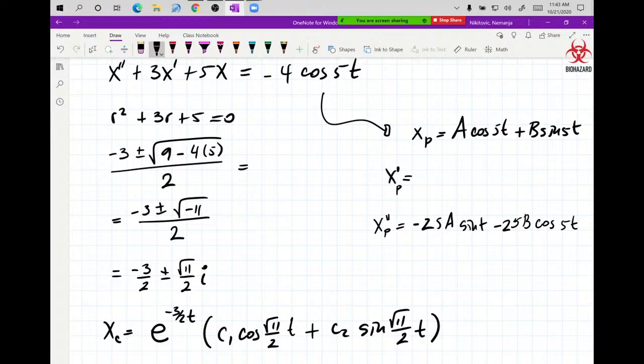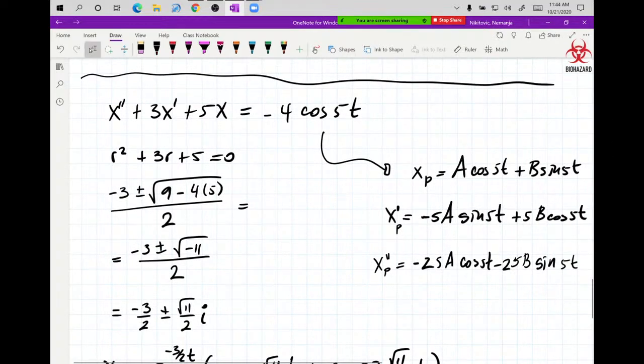So first derivative. Chain rule kicks out 5. Cosine goes into negative sine. So negative 5a sine 5t. Plus 5b cosine 5t. Going to the next one. 25 cosine t. And then cosine into sine goes negative 25. And then this is a sine. And this is a cosine 5t. And I think we have everything now.